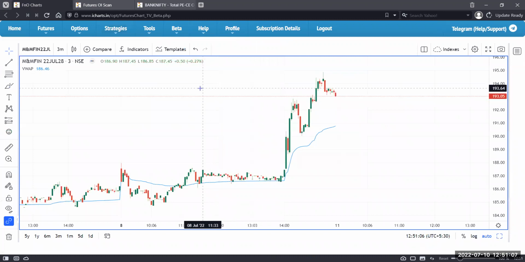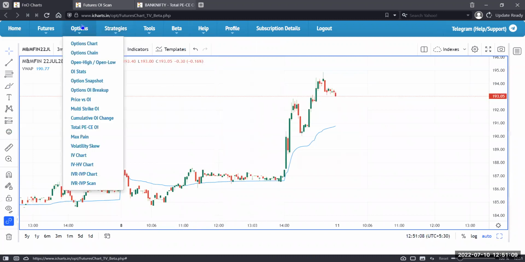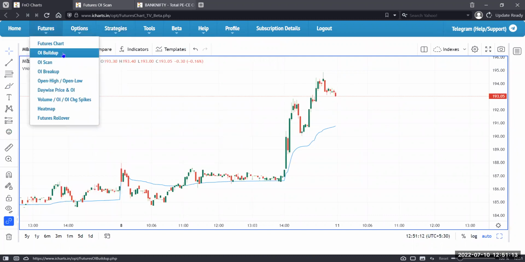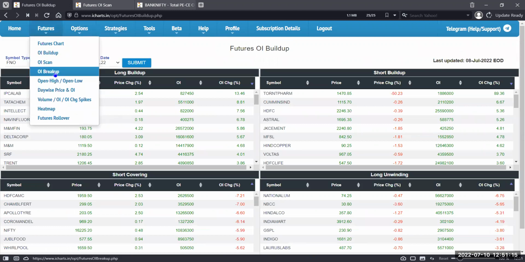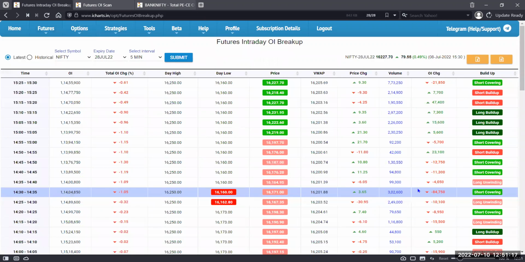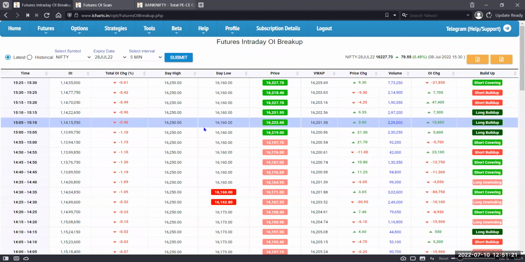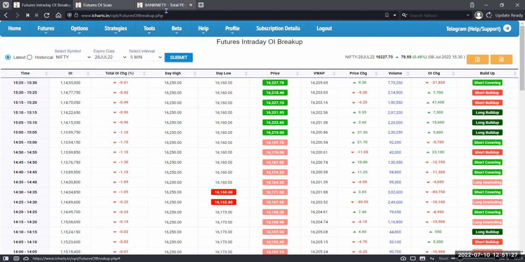Okay, which tool did you say? Which one was that? Futures OI breakup. Yes. Where we can see the positions in the stocks where institutions put their money and take money from the market. They're showing it with the selected interval, different intervals. Okay, sure.